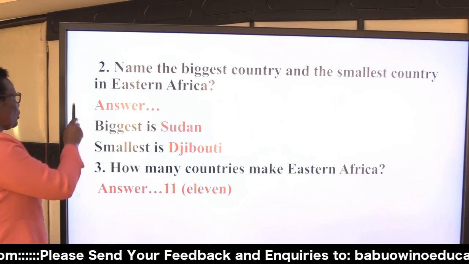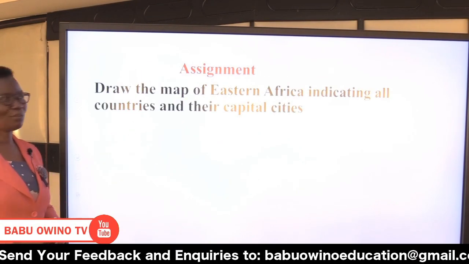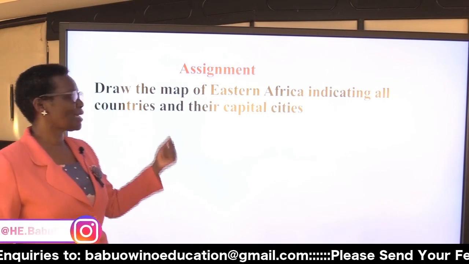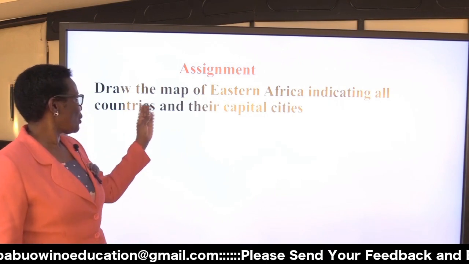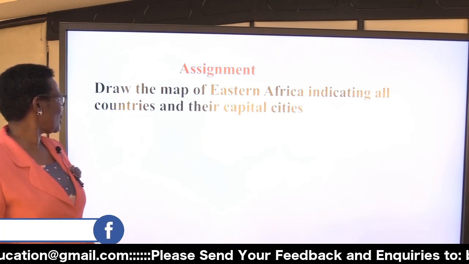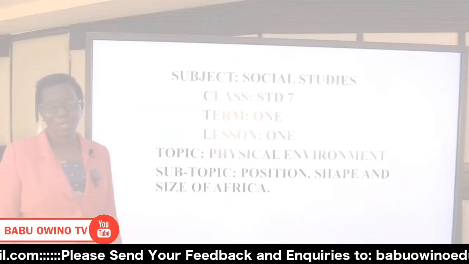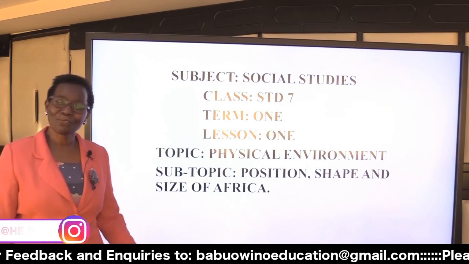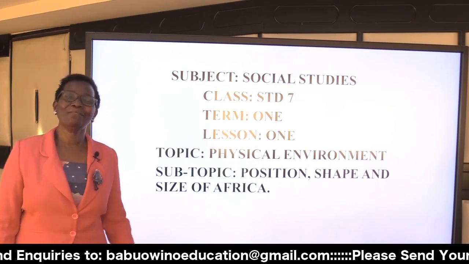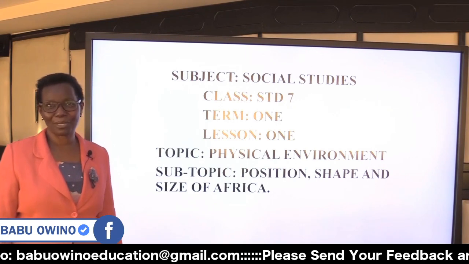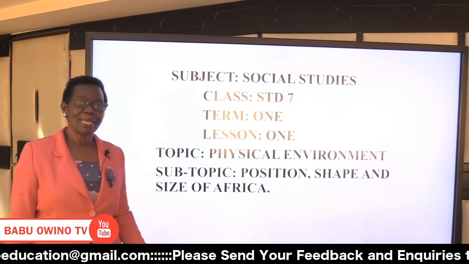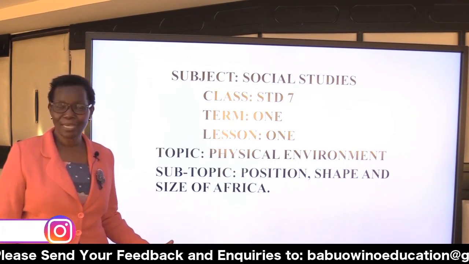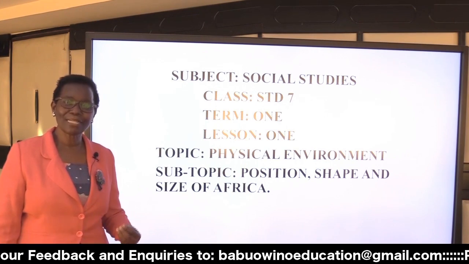Dear learner, as we continue, I have an assignment for you over there. Draw the map of Eastern Africa, indicating all countries and their capital cities. In Standard 6, you had learned about the physical environment. In Class 5, you learned about the physical environment. Even in Grade 4, you learned about the physical environment. So these topics keep repeating themselves. It's only a matter of language and what you are going to learn in different classes.